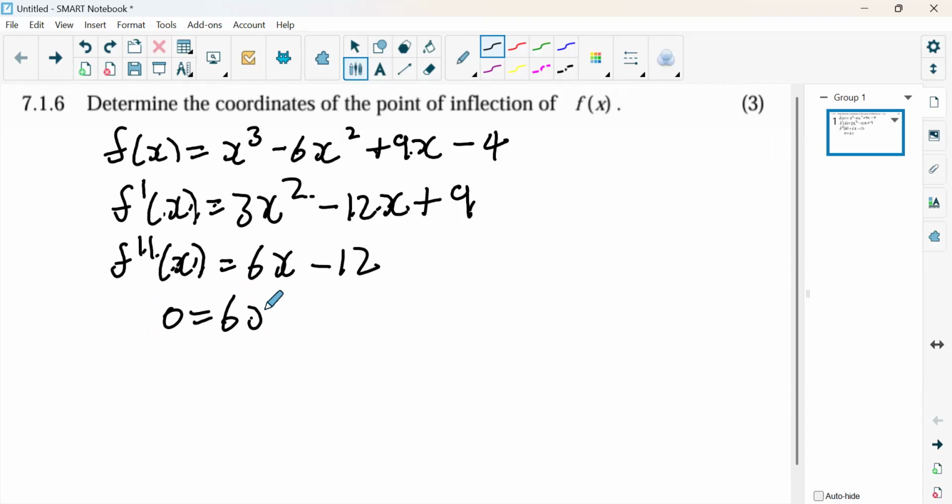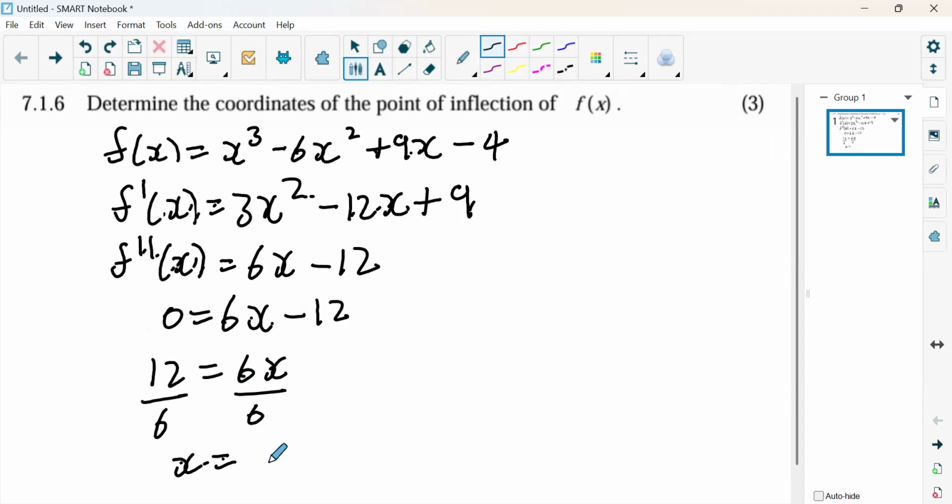So we say 0 is equal to 6x minus 12. Take the 12 to the other side. Transposing it, it changes its sign and becomes positive. So we have 12 is equal to 6x. Divide both sides by 6, which gives x equal to 2. So our x is going to be 2.